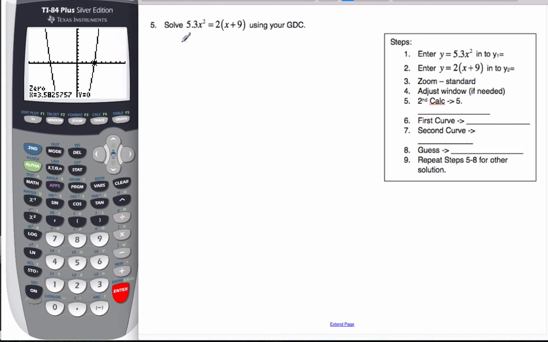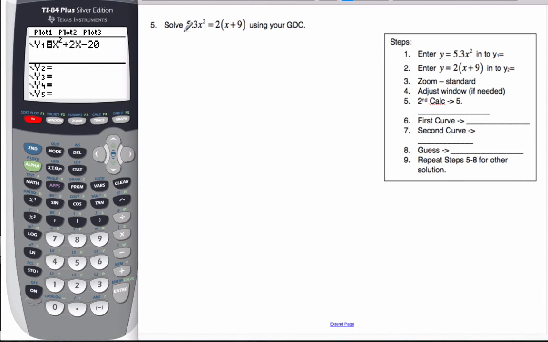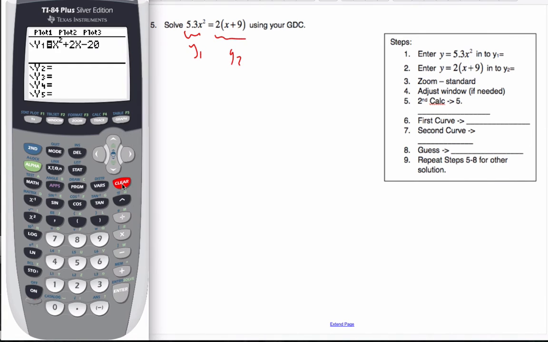Okay, and then finally we have the last question here. Using your calculator, see if you can do it without watching me. See if you get your answers. If not, use these steps to help you out. In doing this problem, I think perhaps the easiest way is to make this y1 and this y2. And so if I clear this, I get 5.3x squared and 2 parentheses x plus 9. Close it up. And then I zoom to standard to get my default window.